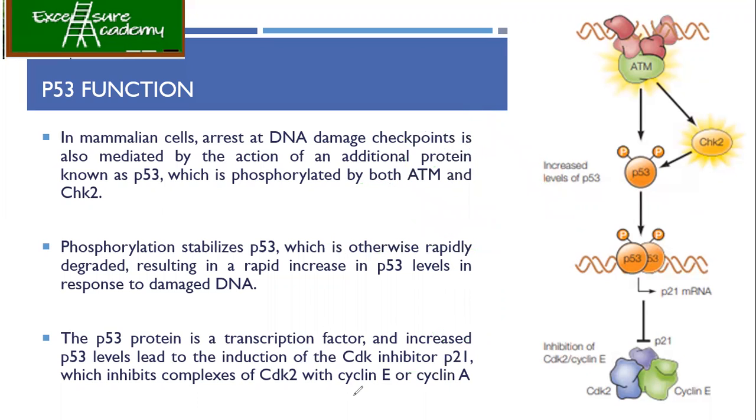So it is going to inhibit the activity of CDK2 with E or A. So it means what? Where do we see E and where do we see A? E is in S phase and A is in G2 phase. So it means it is arresting the cell at that particular phase of the cell cycle.